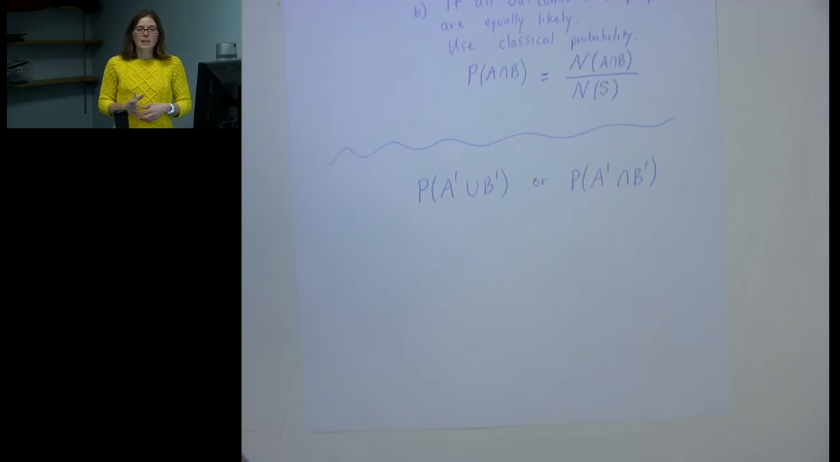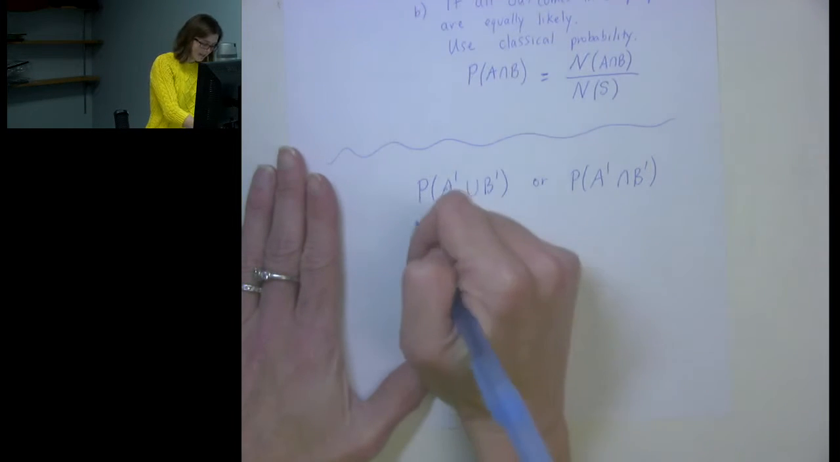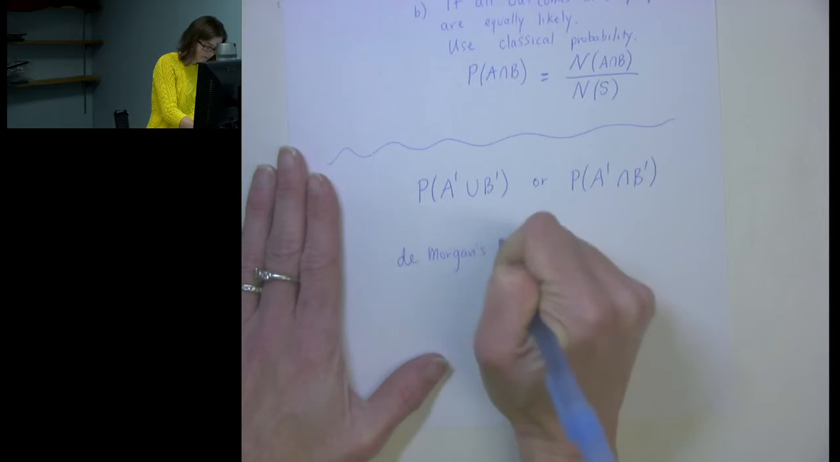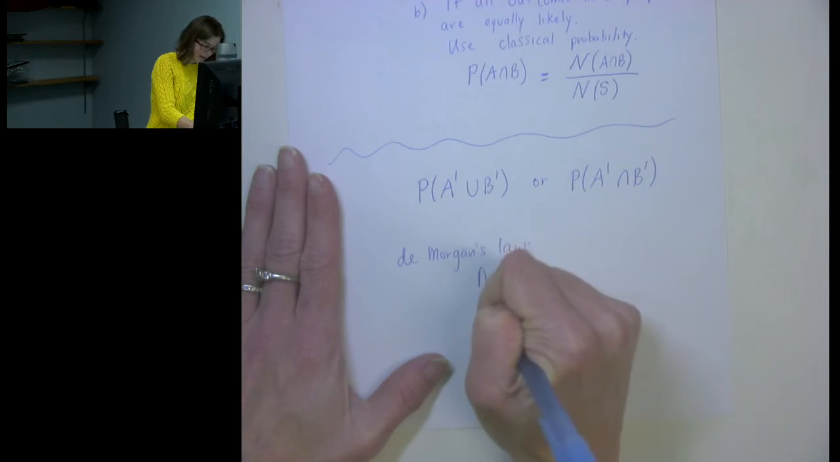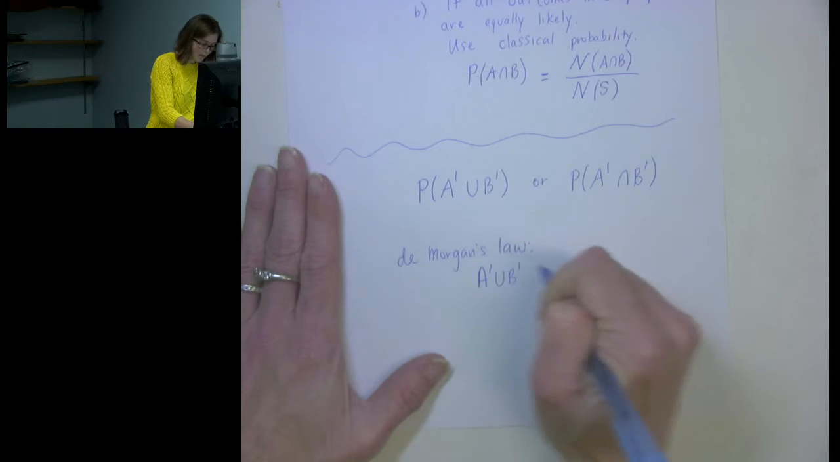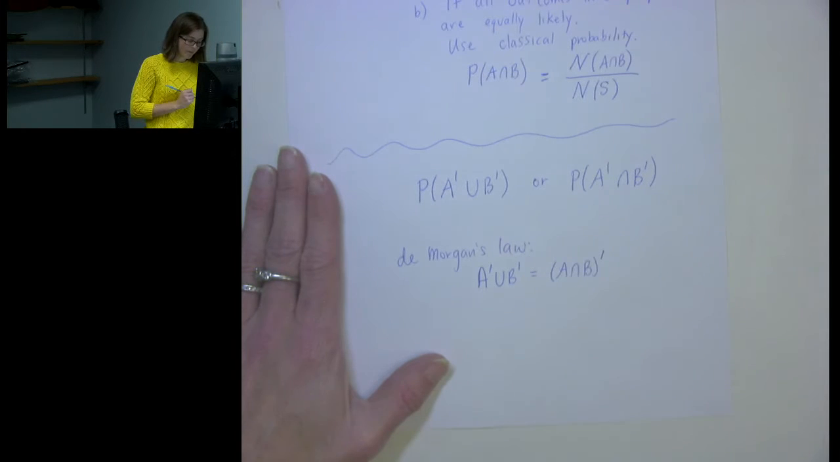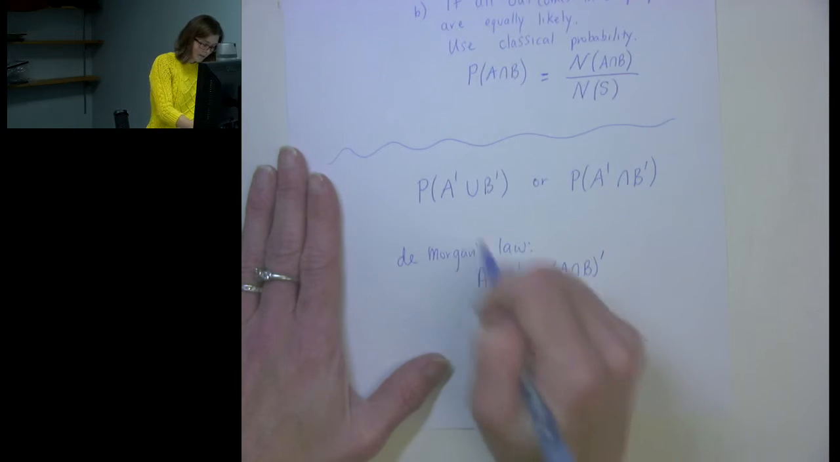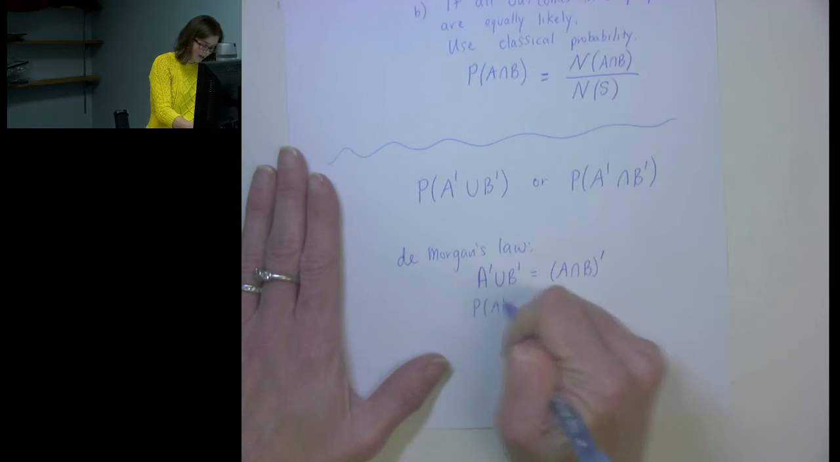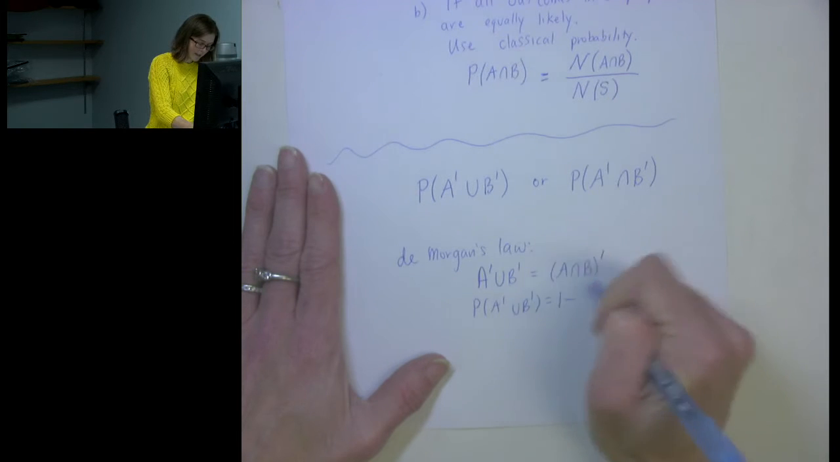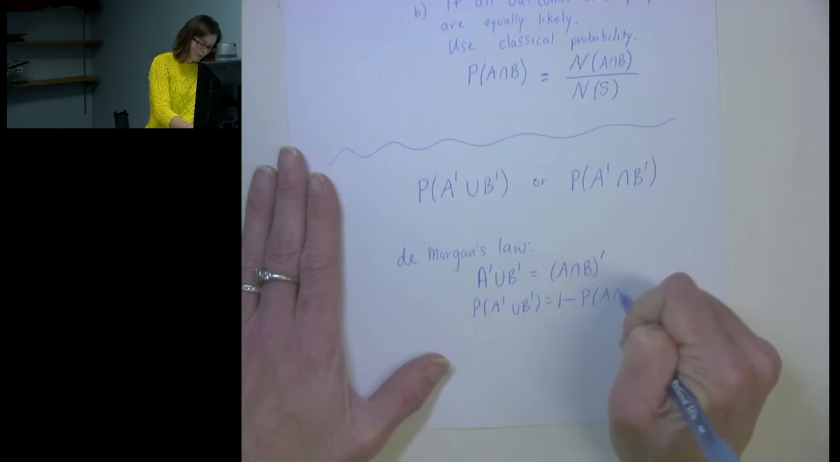often it's easier to work with De Morgan's law, which tells us that A complement union B complement is equal to the complement of A intersect B. So what this means is that the probability of A complement union B complement is equal to 1 minus the probability of A intersect B.